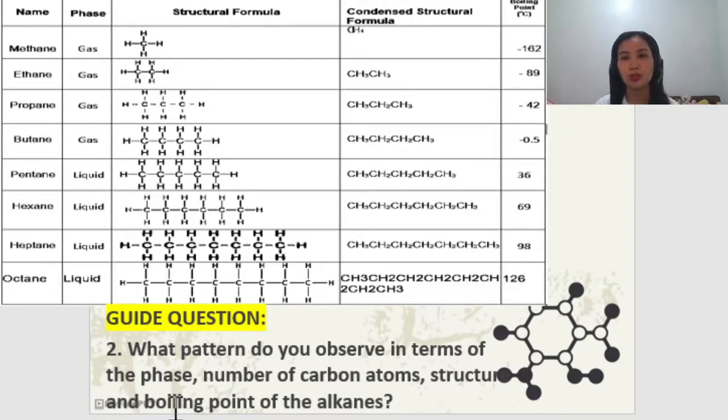So you have to analyze the pattern of the phase, and then the number of carbon atoms, and of course the structure of the carbons, and do not forget the boiling point of the alkanes. Where do you observe, ma'am? Starting from methane, look at its phase, structural formula, and then the boiling point, going downward. How many carbons? One tip: how many carbons does methane have? Or how many carbons does butane have? So check what pattern you observed.